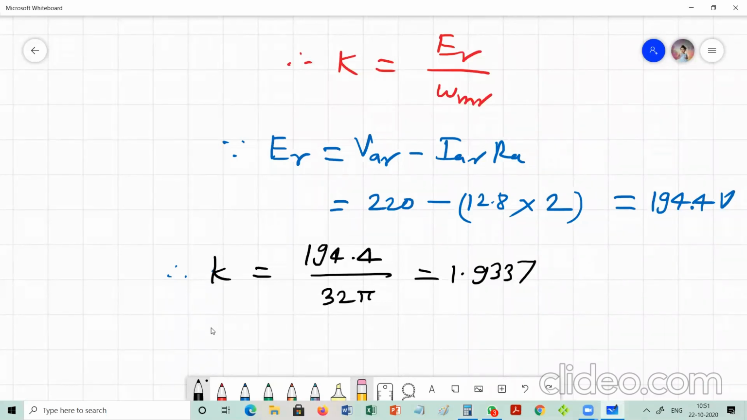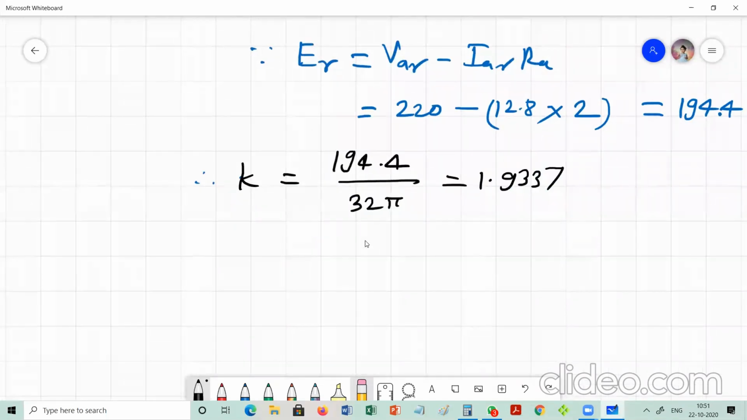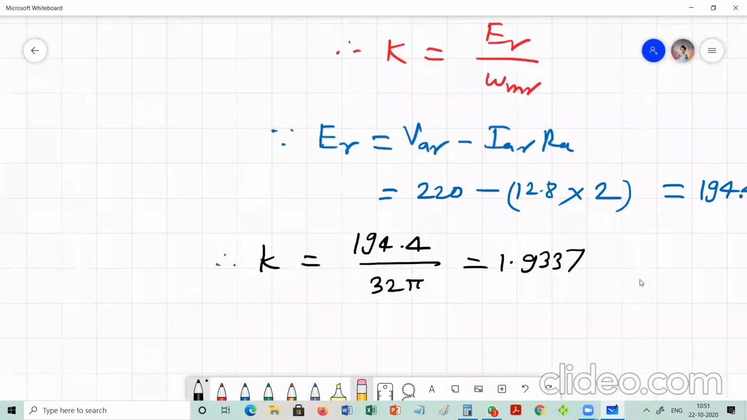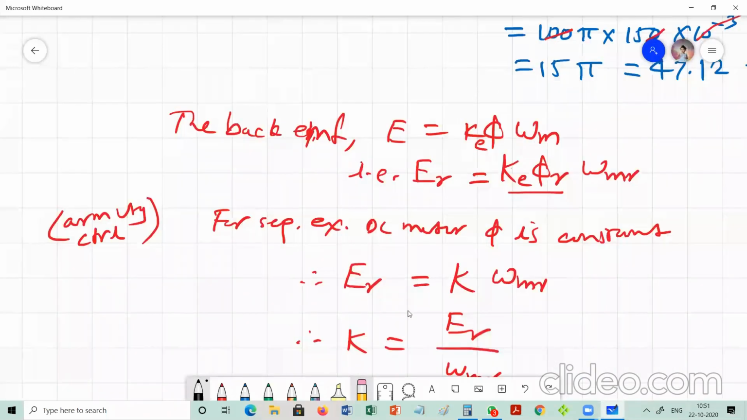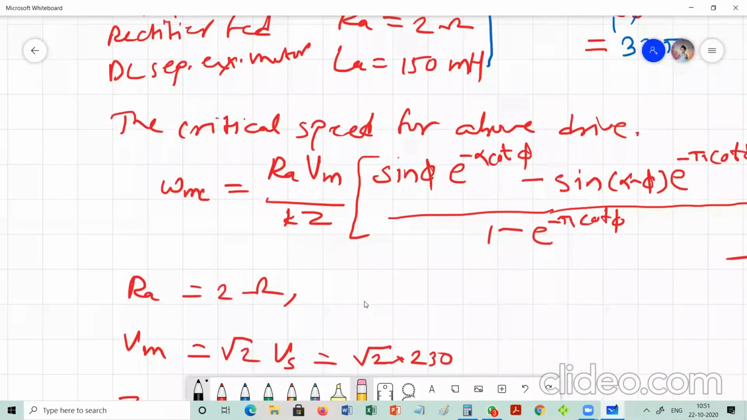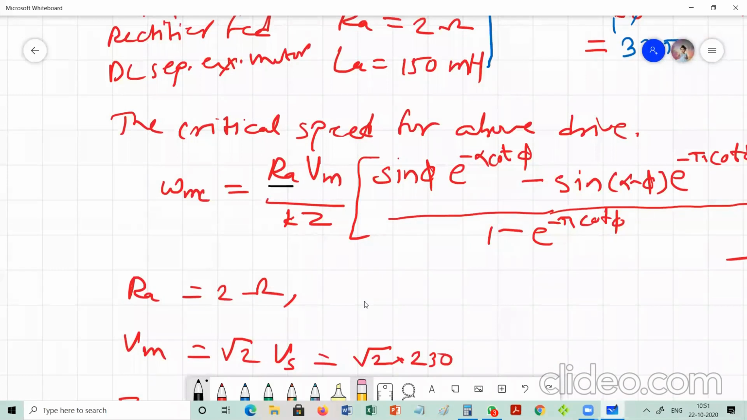So by putting all these values, we can calculate omega mc. Okay, we have calculated RA. RA is given, we have calculated VM, we have calculated K, we have calculated impedance Z. Then alpha is given. Phi is remaining. Phi has to be calculated.